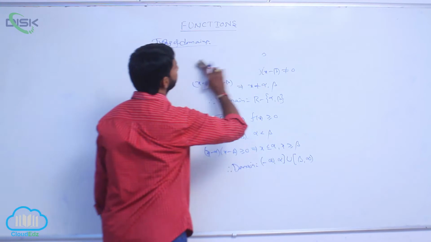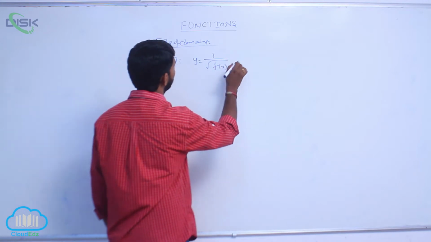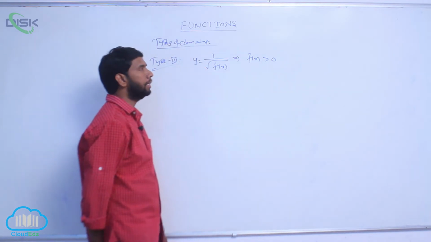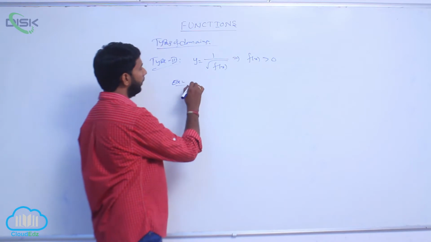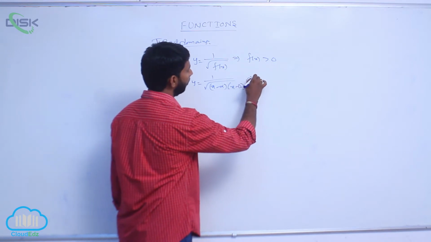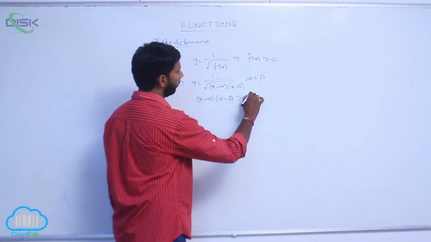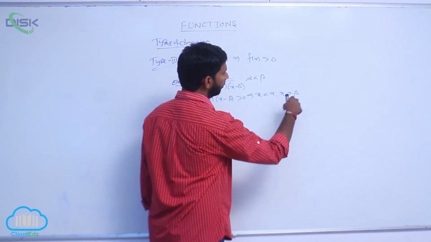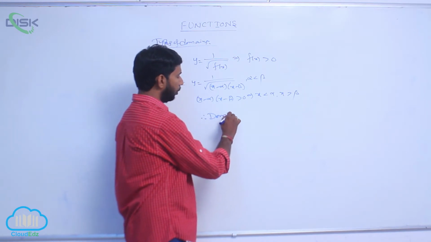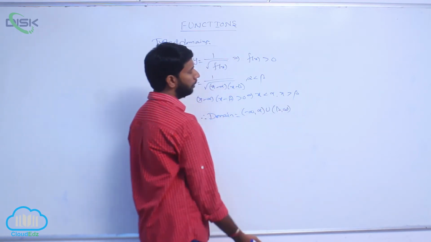And next, type 3. If any function is of the form y is equal to 1 by root f of x. Here 1 by root exists only for positive numbers, that is f of x is greater than 0. For example, y is equal to 1 by square root of x minus alpha and x minus beta, and alpha less than beta. Here the condition is x minus alpha and x minus beta is greater than 0. That implies x less than alpha and x greater than beta. Therefore, its domain is equal to open minus infinity comma open alpha union open beta comma open infinity.